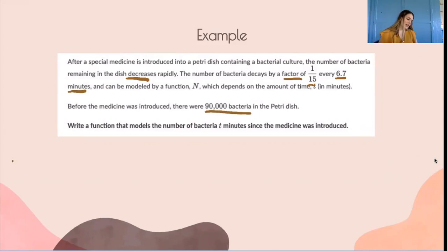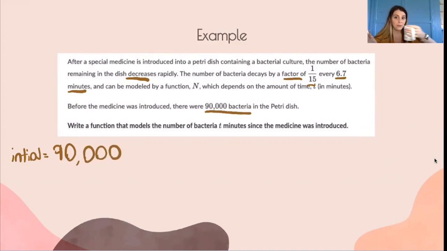So first, what I need is our initial amount. For this one, I can see before it was introduced to the medicine, there were 90,000 bacteria. So that's my initial amount.